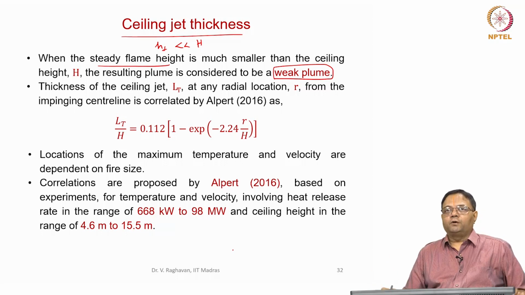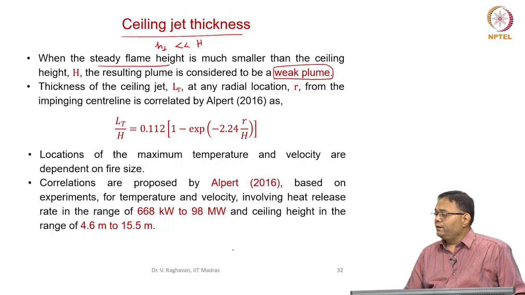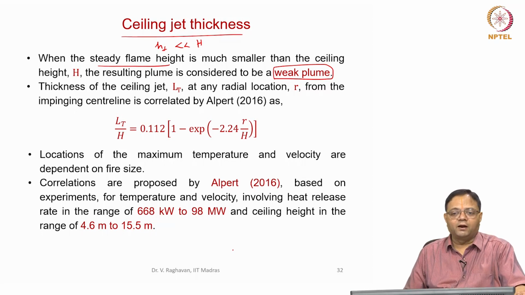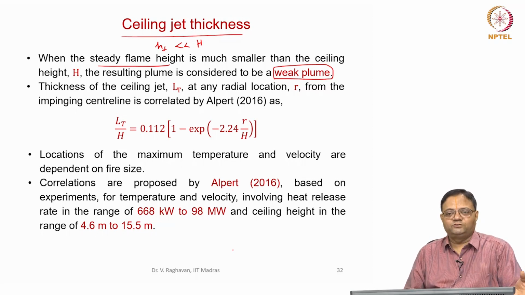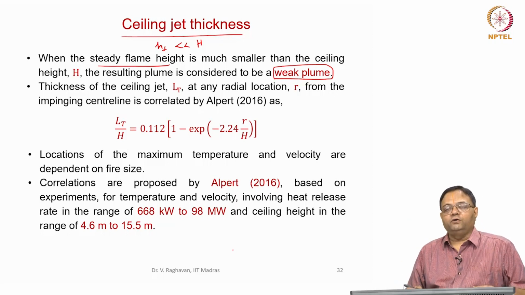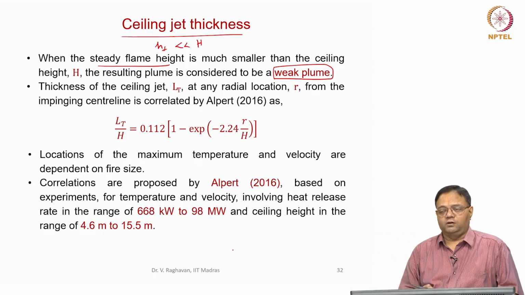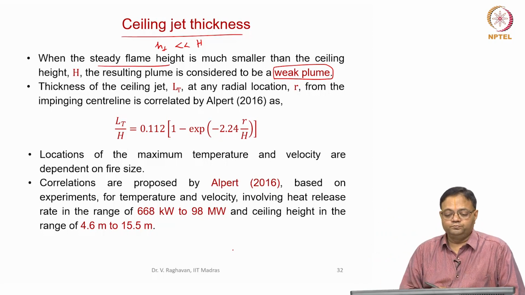When you have a compartment, a small room, like in your hall or anything, if you have a small burner or even your domestic gas in a kitchen, it's a very small fire. That is going to cause some plume to come out, but it is a weak plume because the flame height compared to the ceiling is much smaller. So that is a weak plume.